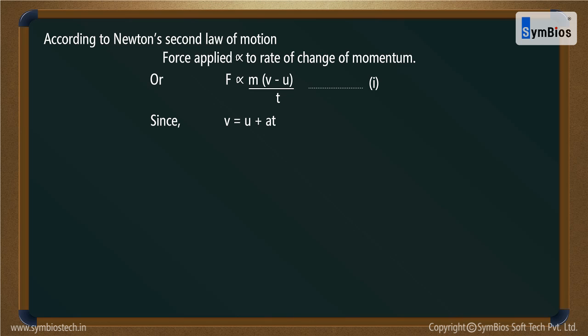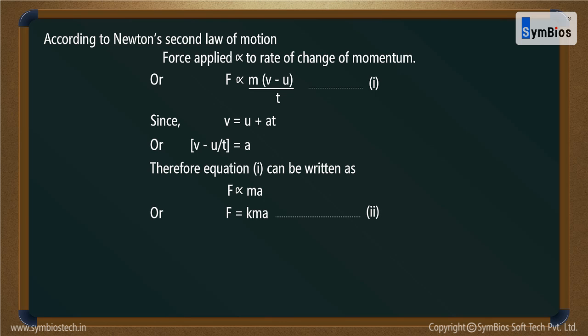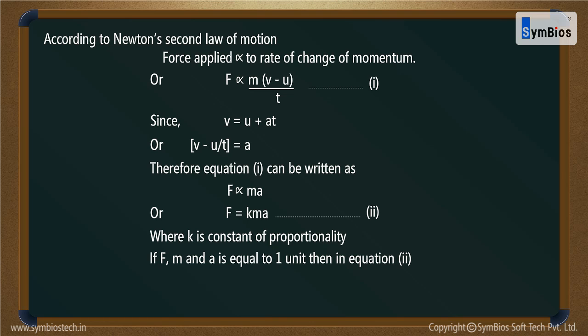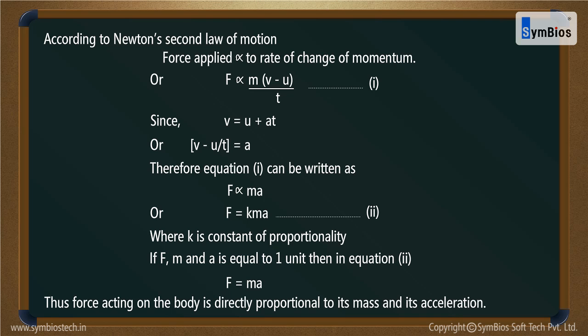Since v = u + at, or (v minus u)/t = a, therefore equation 1 can be written as F is directly proportional to ma, or F = kma, where k is the constant of proportionality. If F, m and a are each 1 unit, then in equation 2, F = ma. Thus, the force acting on the body is directly proportional to its mass and its acceleration.